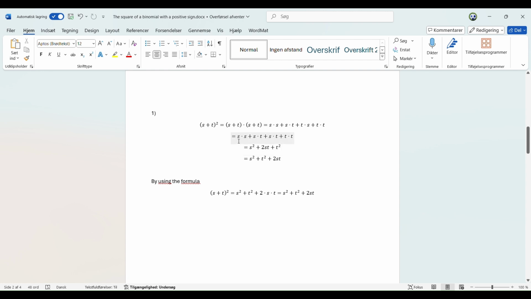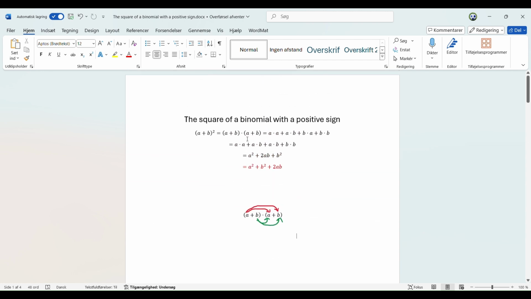So s times s is s squared, t times t is t squared, and 2 times this term is 2 times s times t. And we just reverse the order here, so the 2 last terms we just switch them over, and we have s squared plus t squared plus 2st. If we had been using just our formula up here, we can see that we've got the first term squared plus the second term squared plus 2 times the first term times the second term.